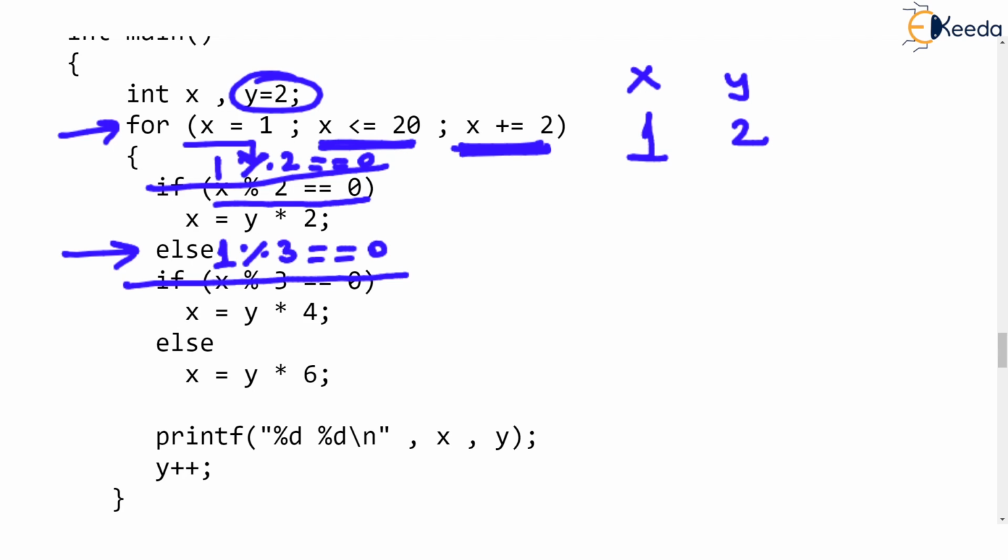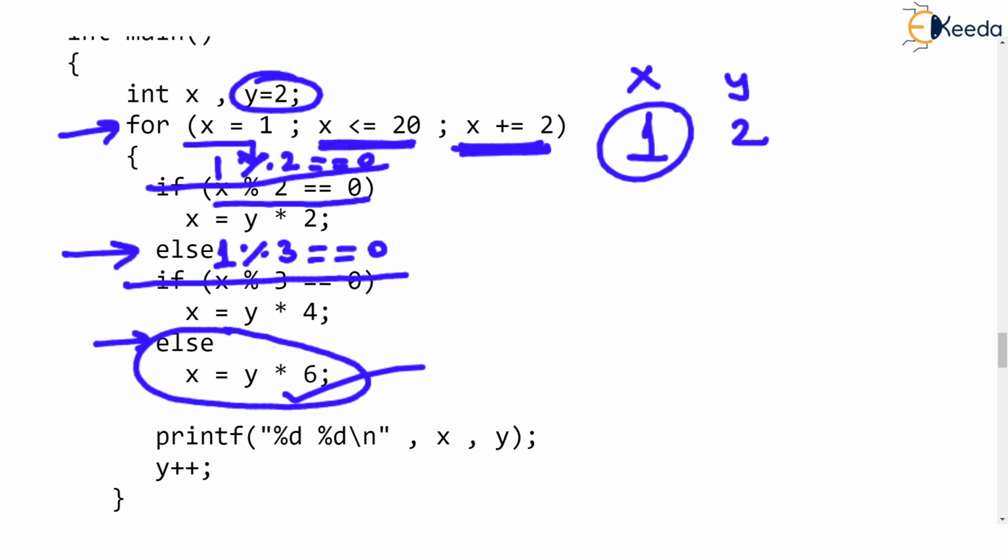So we land in else, and in this else there is no if. So we are simply making x equal to y into 6. So this value of x, which was 1, is now going to change and it will become y into 6. Listen, y is 2. So this is going to become 12. X has suddenly become 12, you observe. Listen, x is 12 and y is 2 now.